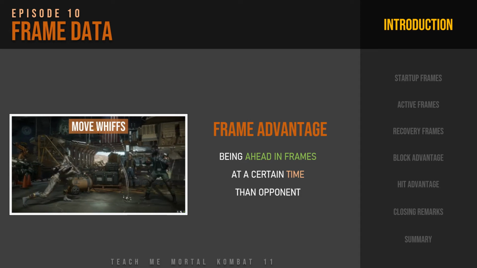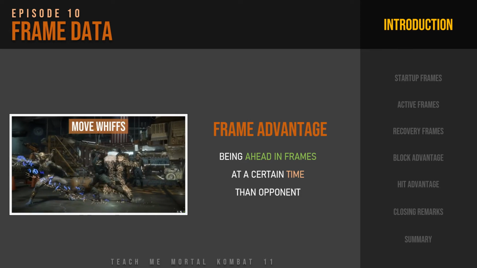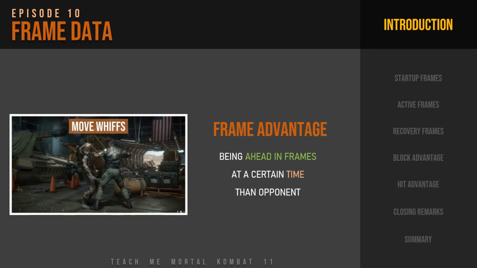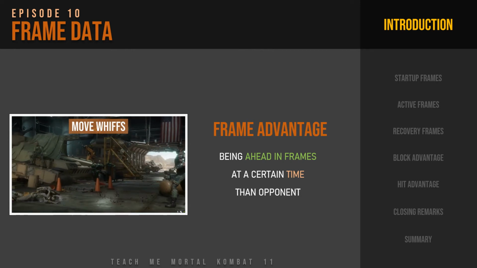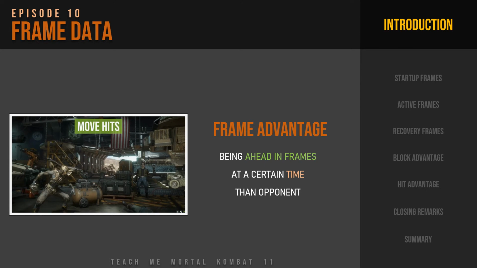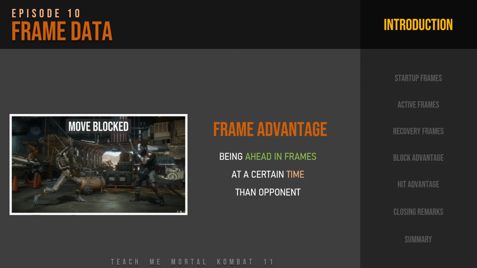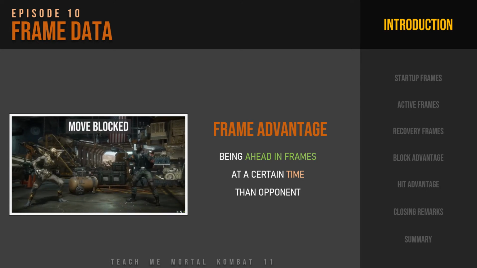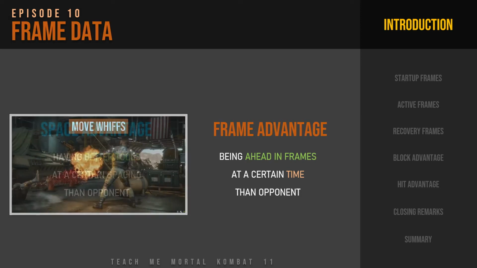Lastly, if Collector's move whiffs, then Jax is at a frame advantage and can attack Collector during the recovery frames of Collector's moves. So in all these scenarios, what's happening is that the player having the frame advantage can perform an action before the other player. That action can be either movement to adjust your spacing or performing an attack and so on.